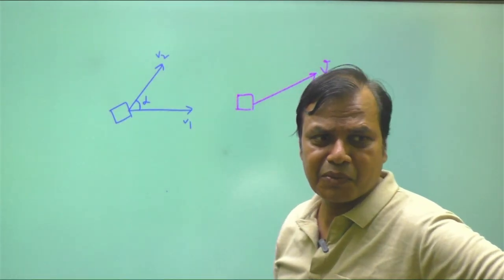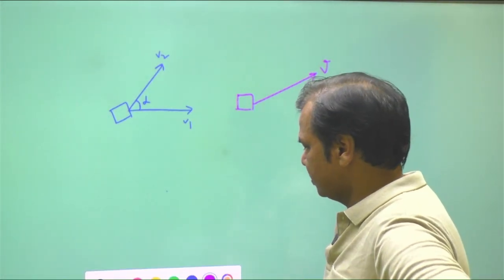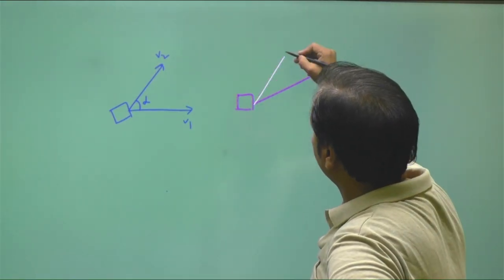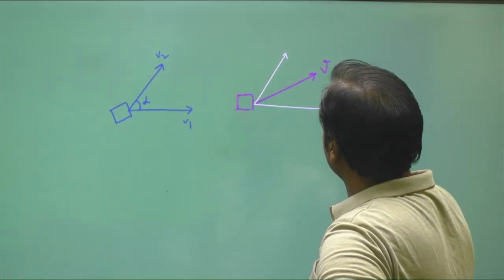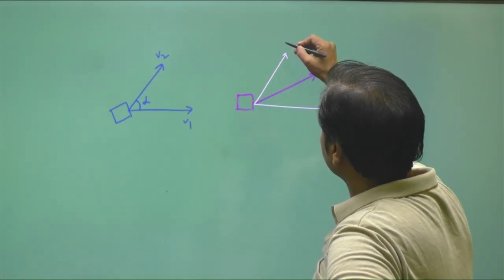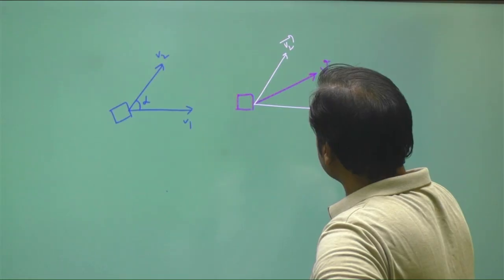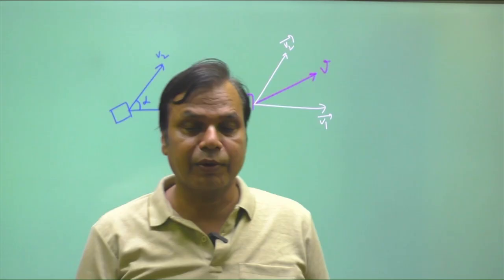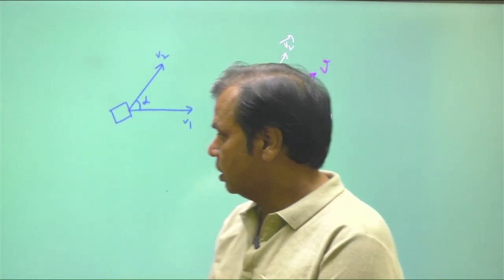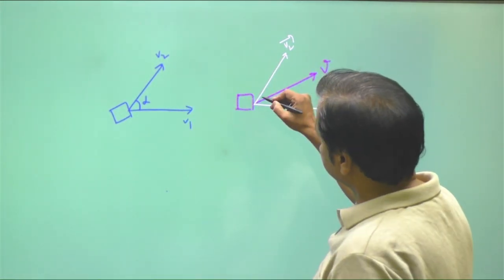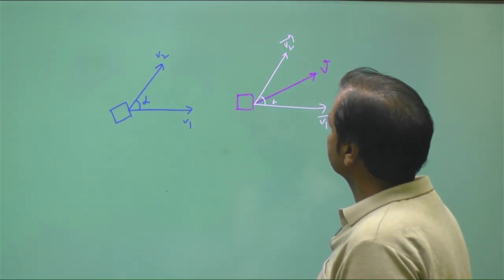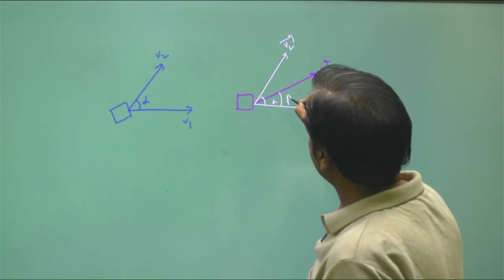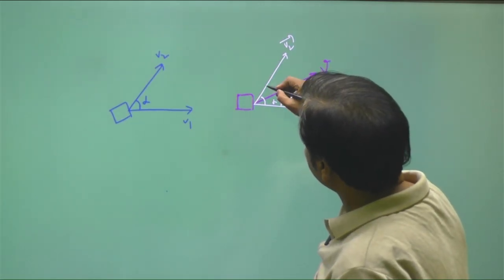Whatever velocity the block has, it has already been provided two velocity vectors, in fact, by some rope or by some cord, and this angle is alpha. That's true. If I take this angle as beta, this angle is going to be alpha minus beta.